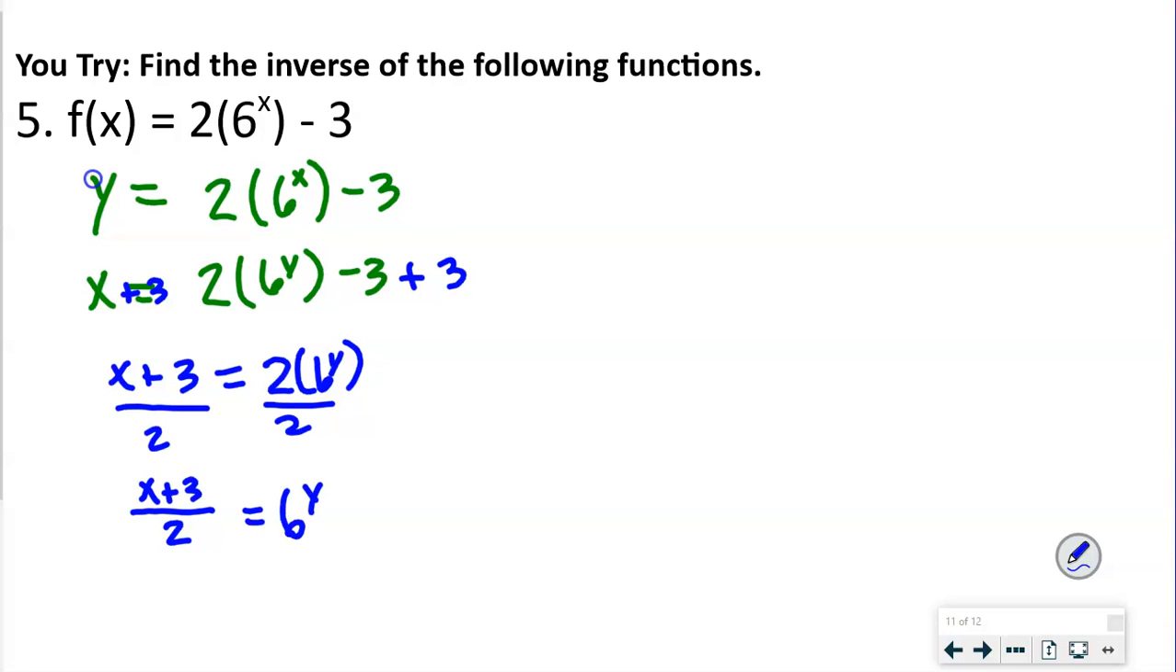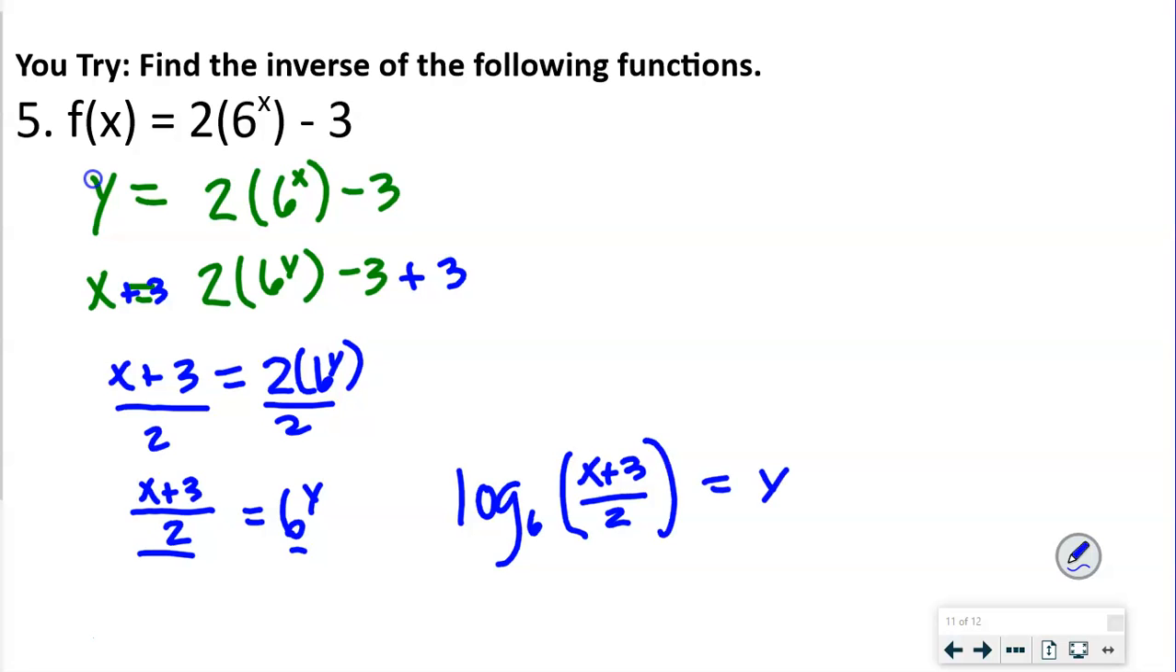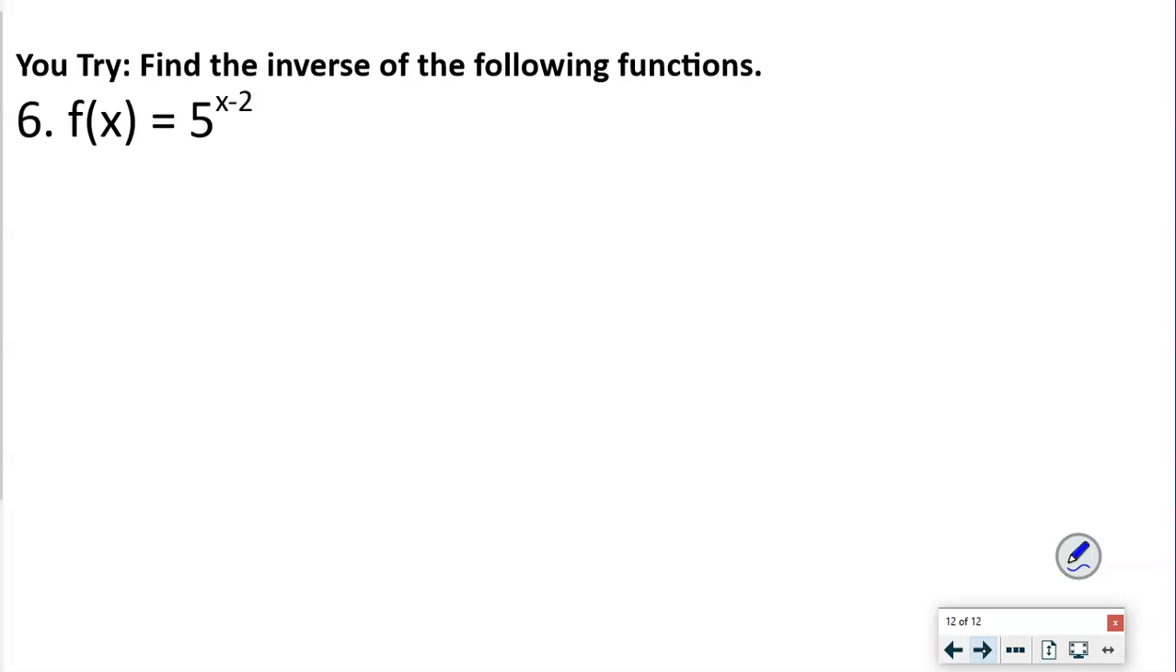Now we can change it to a logarithm, right? So here's our base, log base 6 of this number. So this is going to be x plus 3 over 2, and then that's going to be equal to what? Our y, right there. Okay? I'd like to see if you guys could do this last one and come back to me when you're done.